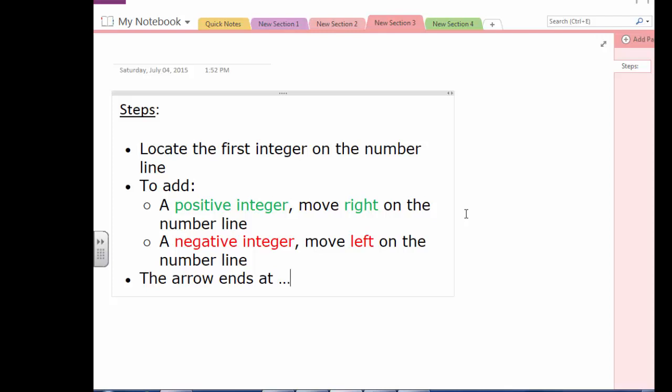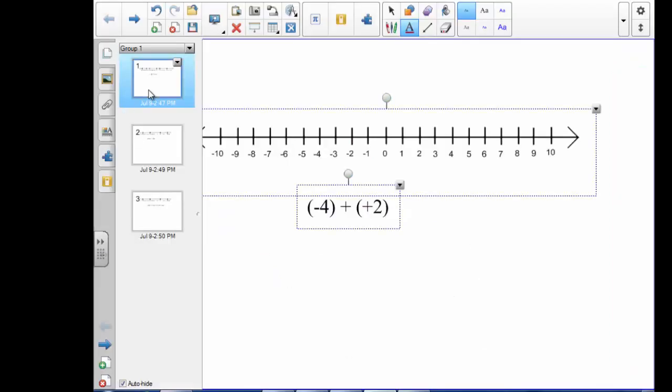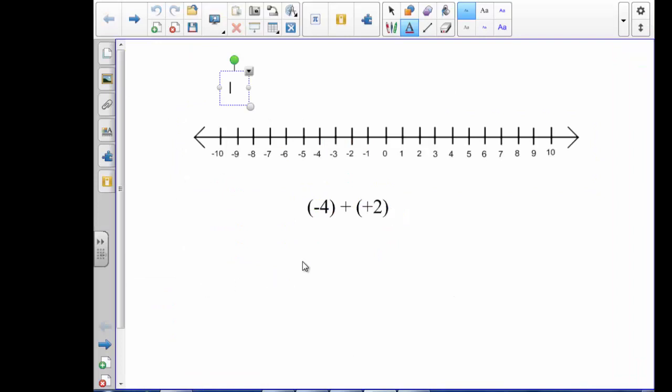How many steps to the right, how many steps to the left? It depends on the second integer. And after that, to find the answer, I have to draw the arrow and see what number the arrow ends at. And this number is going to be my result. So again, when we add a positive, we move to the right. When we add a negative, we move to the left. As you can see, I'm using green for the right and red for the left.